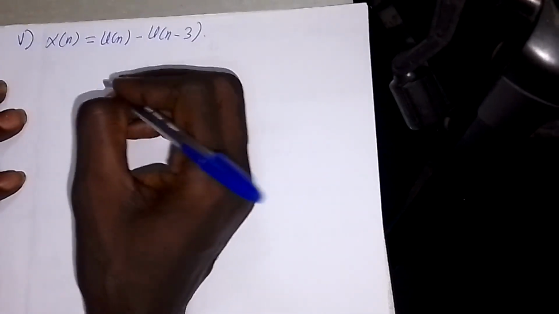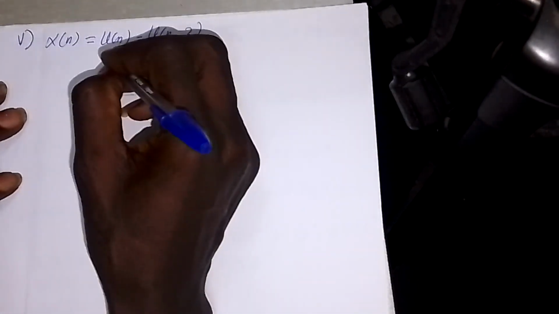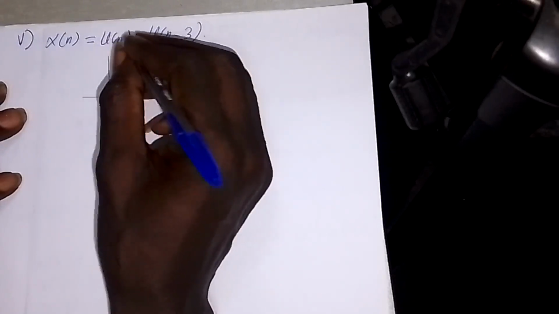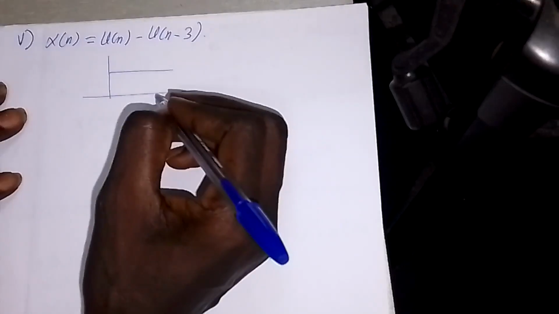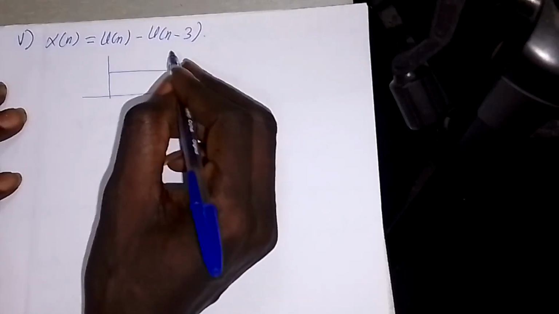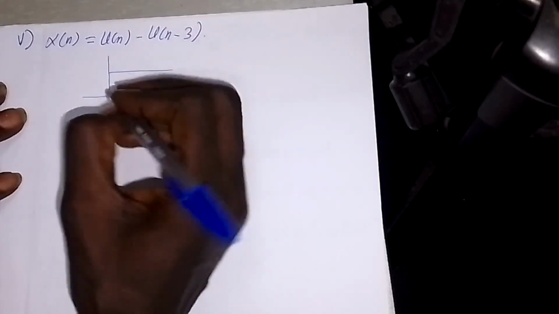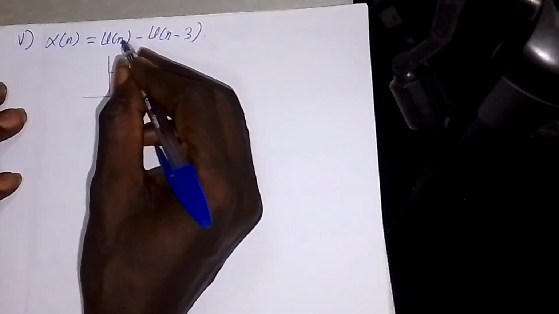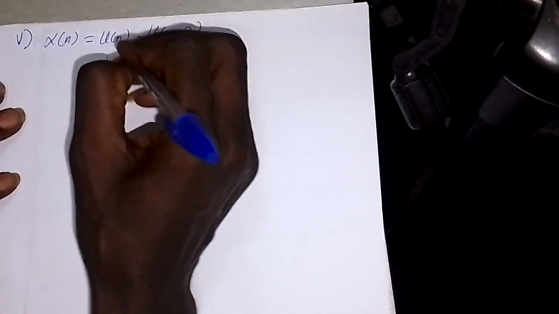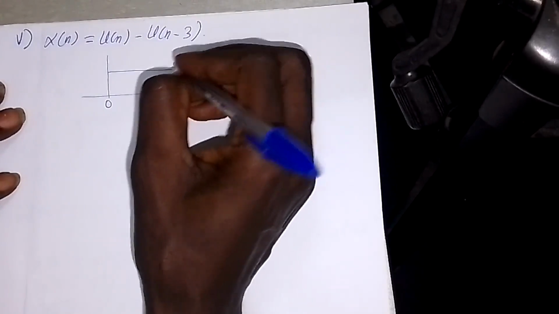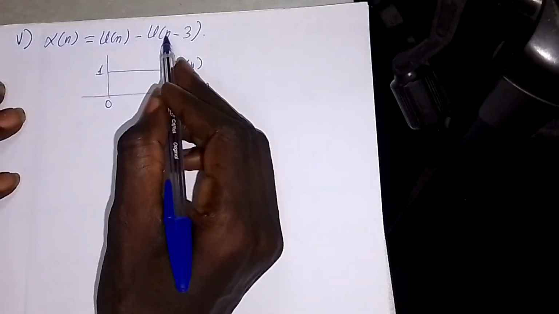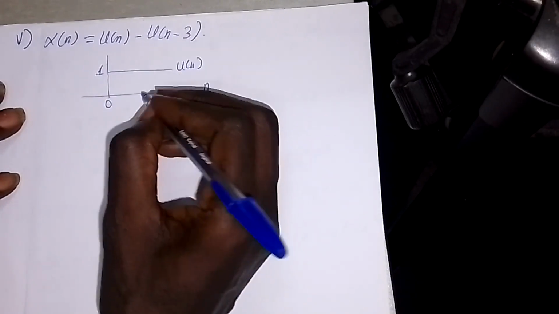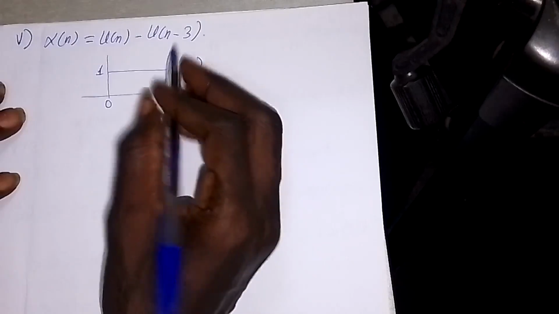Now, if I'm plotting the signals, this sequence u of n, where is u of n? u of n is positive, so that means that it must go this way. Here is n equals 0, and u of n is 1 here. For u of n minus 3, n minus 3 means n equals 3. So let's say that this place is 3.